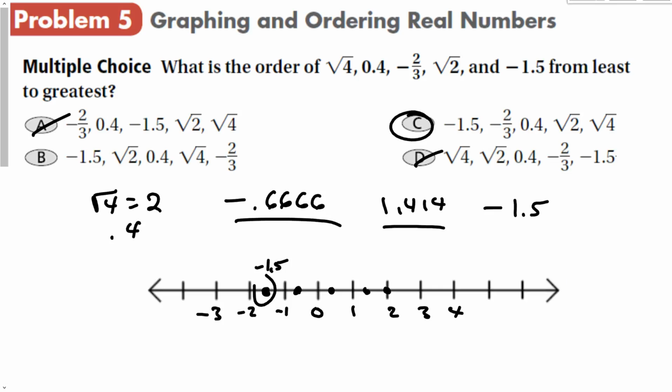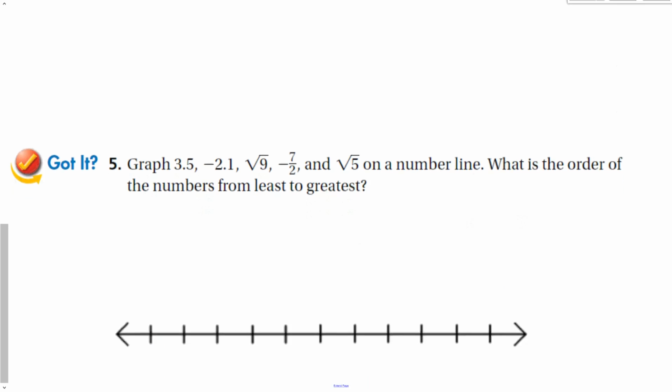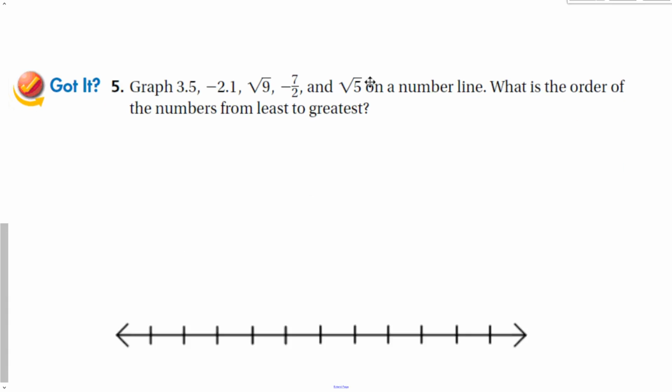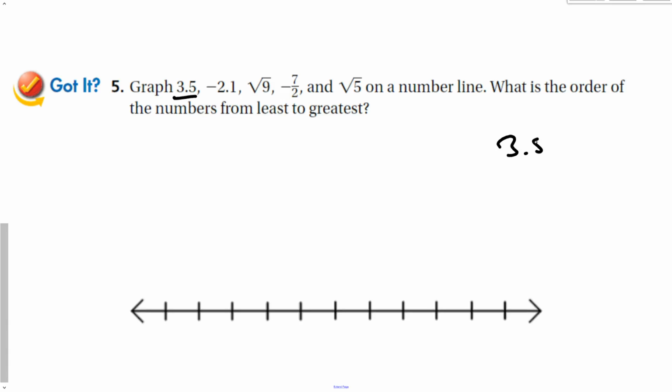Let's try another one. Let's try a got it problem. Okay, so graph my numbers on my number line, and what is the order of the numbers from least to greatest? So let's do the same thing. Well, let's put some numbers on here. Negative 5, negative 4, negative 3, negative 2, negative 1, 0, 1, 2, 3, 4, 5. This seems like it's going to be the biggest, but let's check.